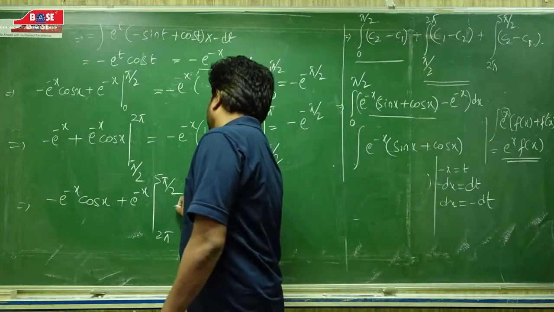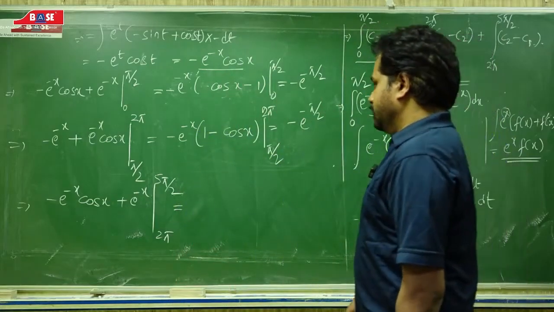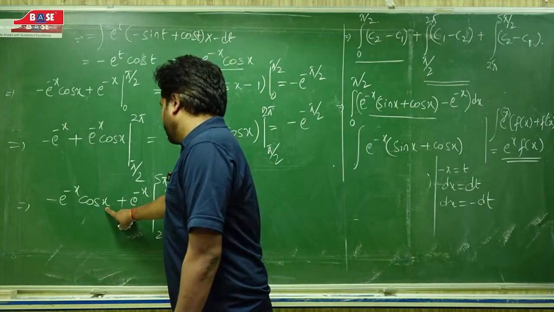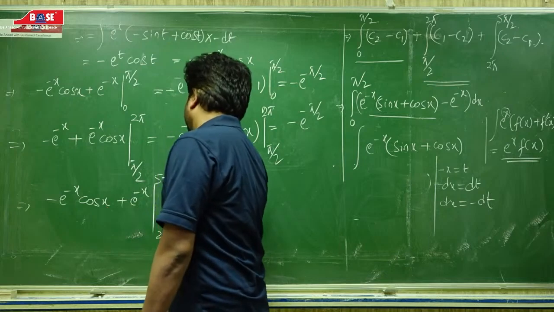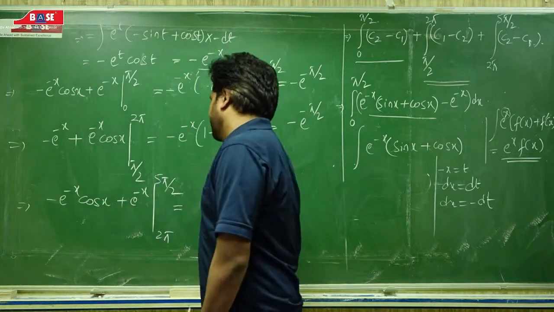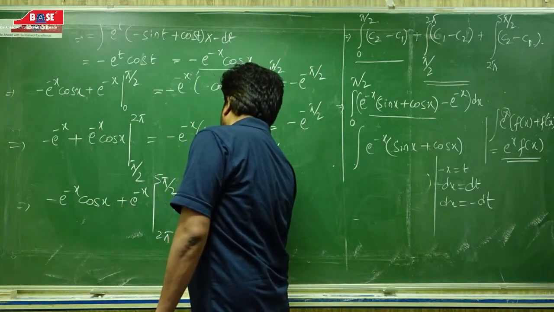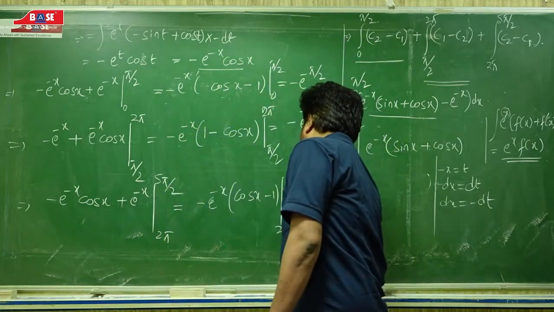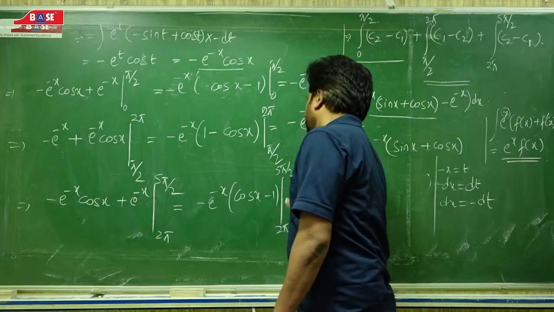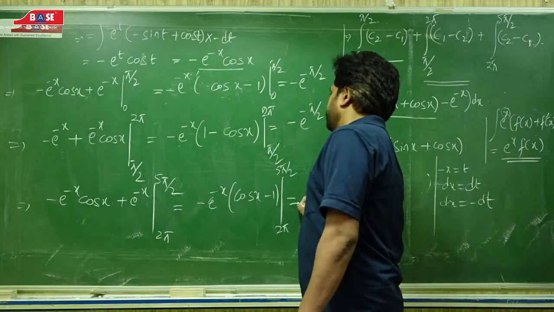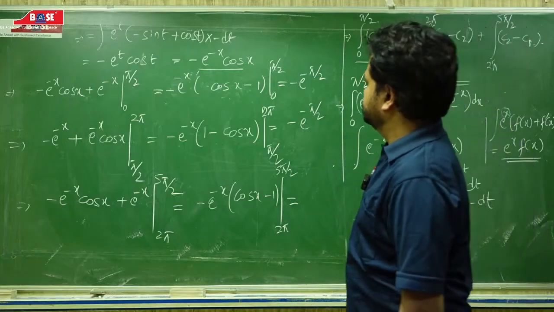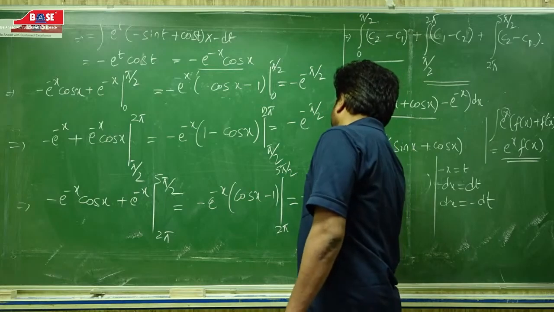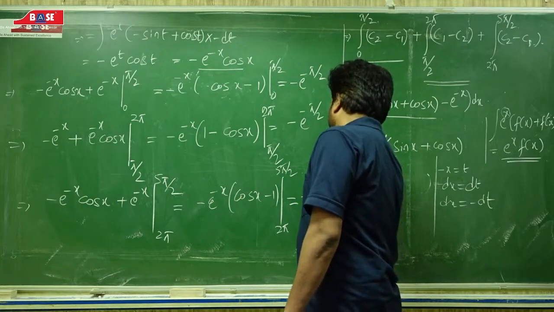Next one will be, again if I put the upper limit, we'll get 5 pi by 2, so we'll get cos 5 pi by 2, you know, and 2 pi. For 2 pi again we are going to get 0, right? So let's take out e power minus x common from here also. I'll get cos x minus 1. So this is going to be 2 pi and this is 5 pi by 2, right? So again if you see here, we can take the upper limit 5 pi by 2, so I'll get minus e power minus 5 pi by 2.